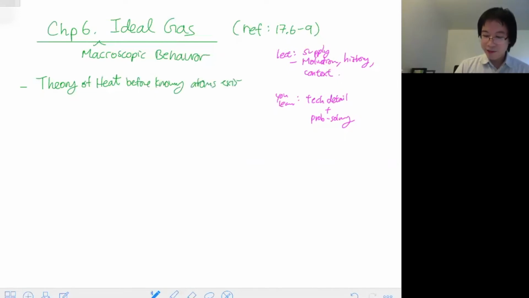It's quite impressive that they could build machines, steam engines and such. They could manipulate heat in a very beneficial and advantageous way without even knowing what heat is made out of or what substance is made out of. The definitive proof that atoms exist is actually Einstein, who wrote a paper on Brownian motion, one of his famous papers in 1905.